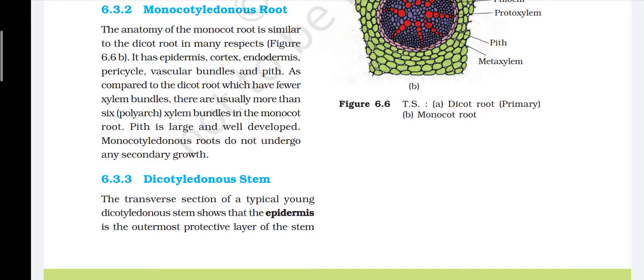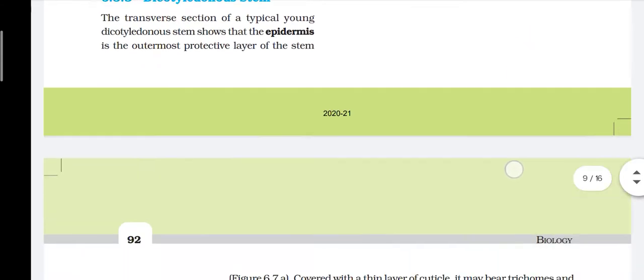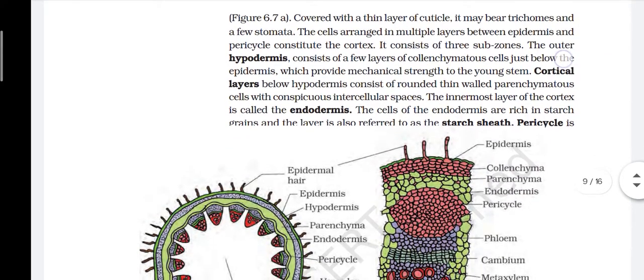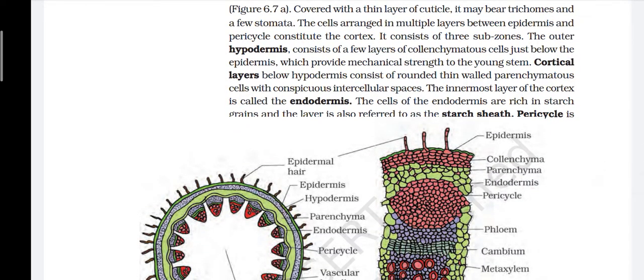Dicotyledonous stem. The transverse section of a typical young dicotyledonous stem shows that the epidermis is the outermost protective layer of the stem covered with a thick layer of cuticle. It may bear trichomes and a few stomata. The cells arranged in multiple layers between epidermis and pericycle constitute the cortex. It consists of 3 subzones. The outer hypodermis consists of a few layers of collenchymatous cells just below the epidermis, which provide mechanical strength to the young stem.